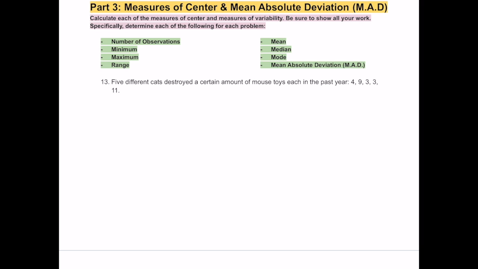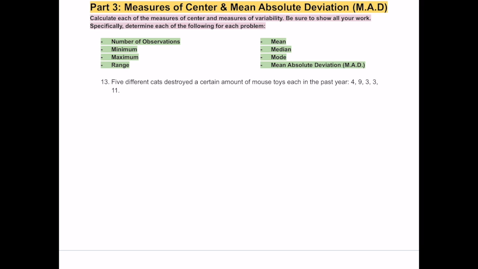So on number 13, we have these problems where we're going to be taking a look at measures of center and measures of deviation, or I guess variability rather, but basically the same type of thing here. So measures of center might be a little more review, and then mean absolute deviation might be the bit of new stuff here. So let's go ahead and take a look at number 13 here.